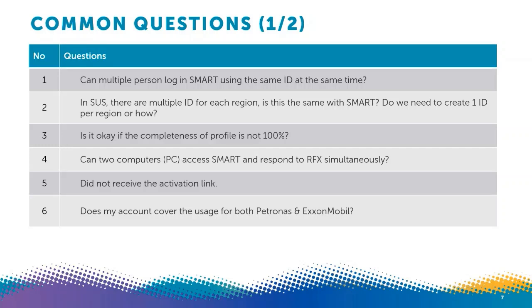Question number three: is it okay if the completeness of the profile is not 100%? It is perfectly okay for your profile not to be at 100%, because to have 100% you basically need to fill up all of the fields that you see in the supplier profile. The guideline is that you just need to monitor your status. Under basic details, there's a status column. As long as your status is approved, then you should be okay.